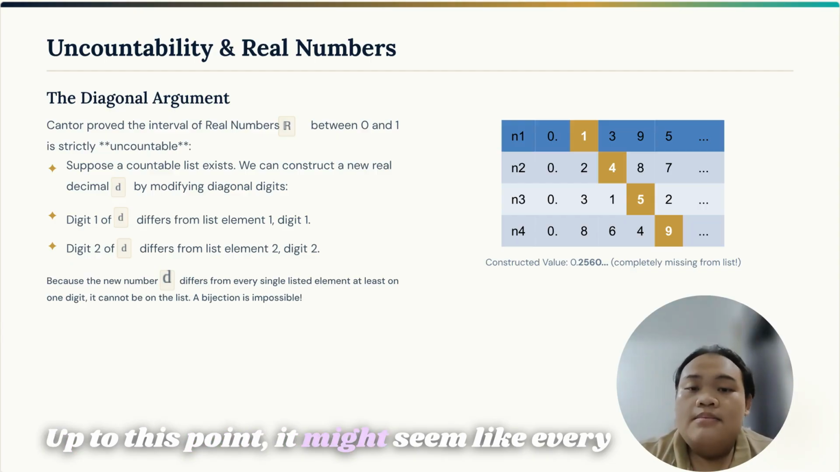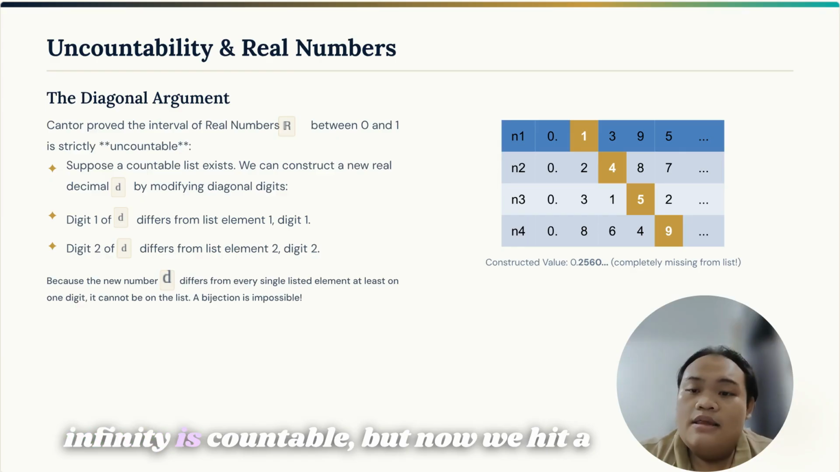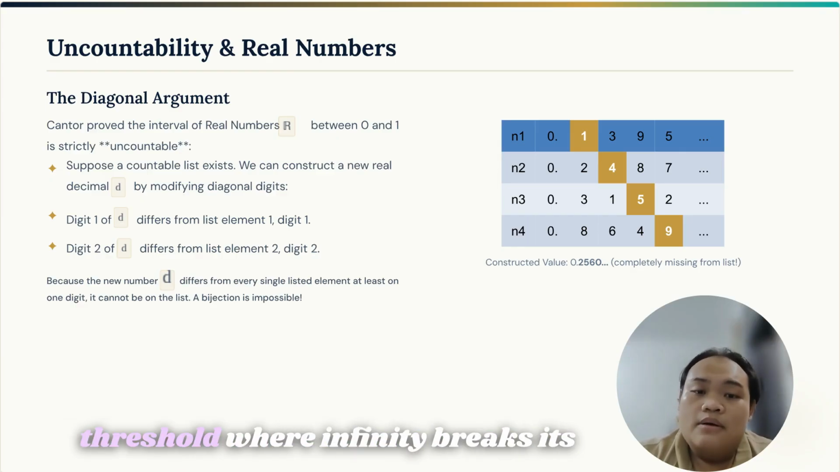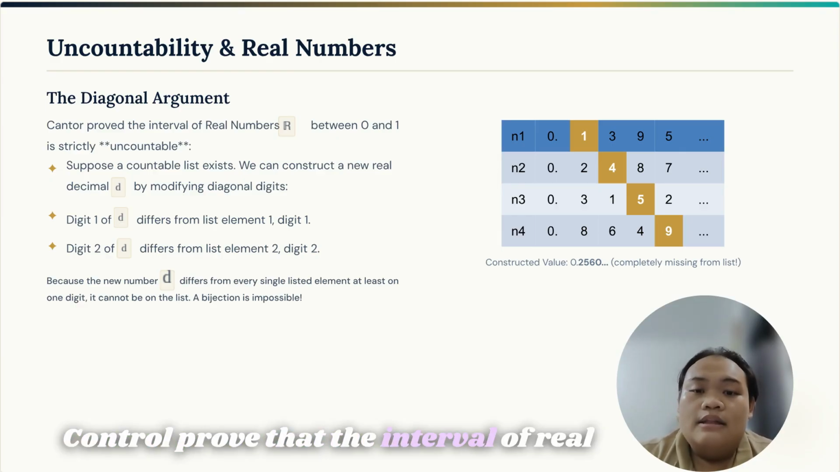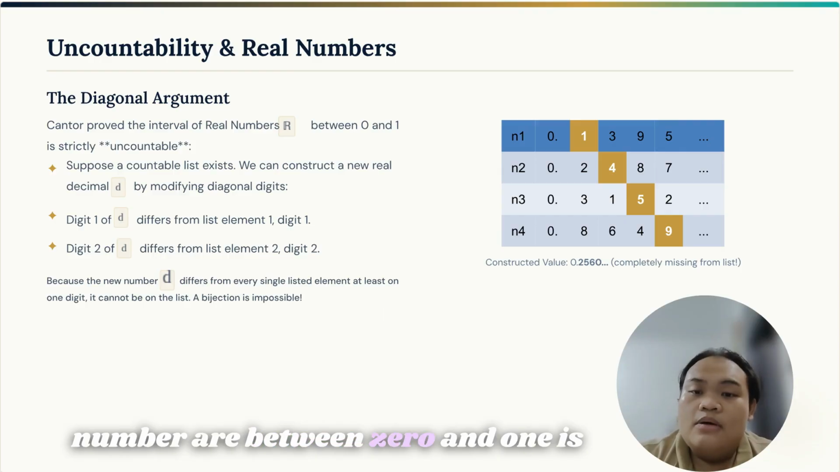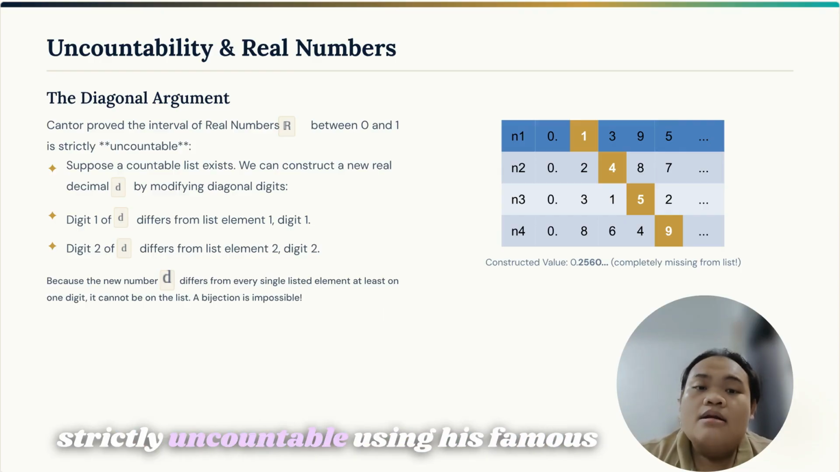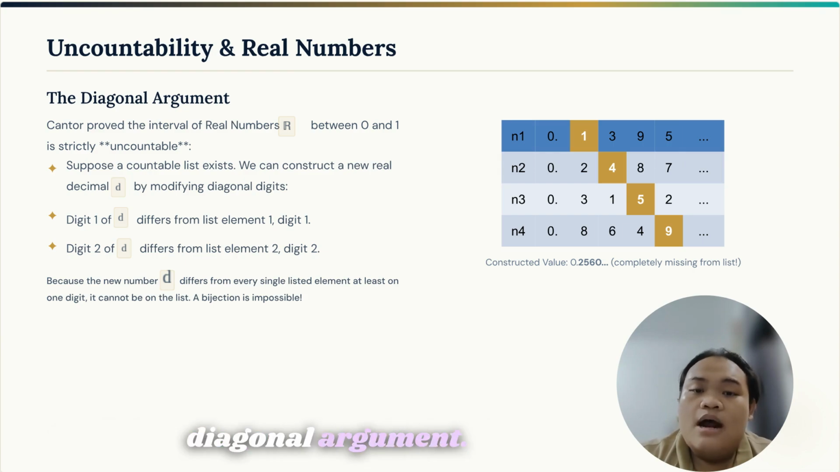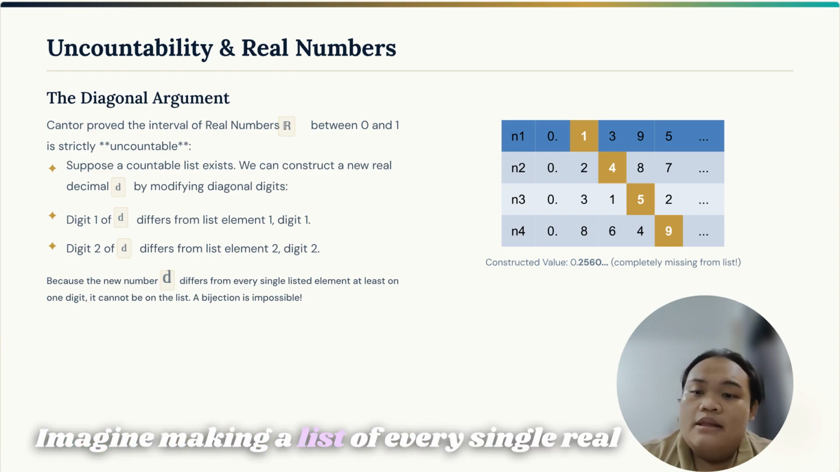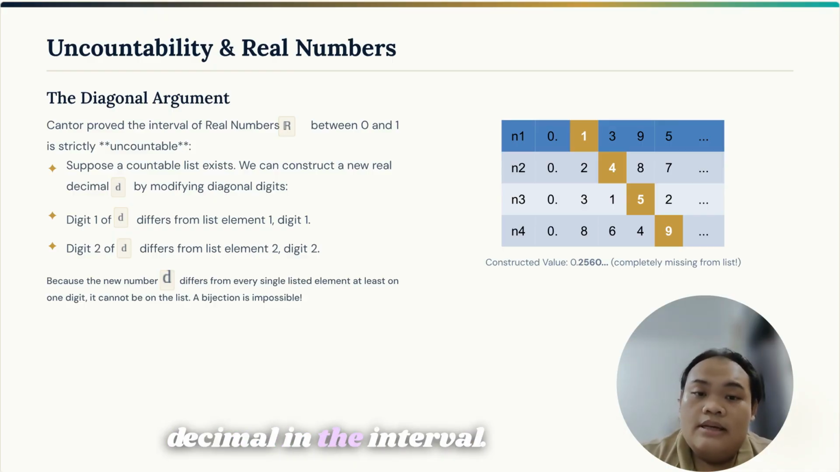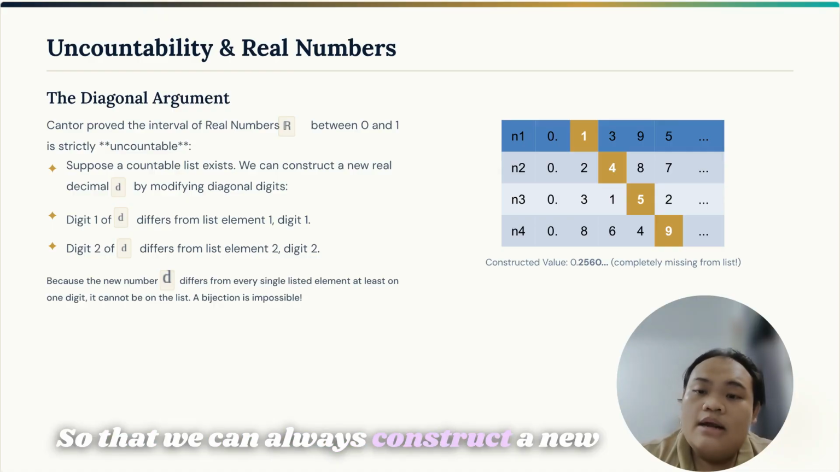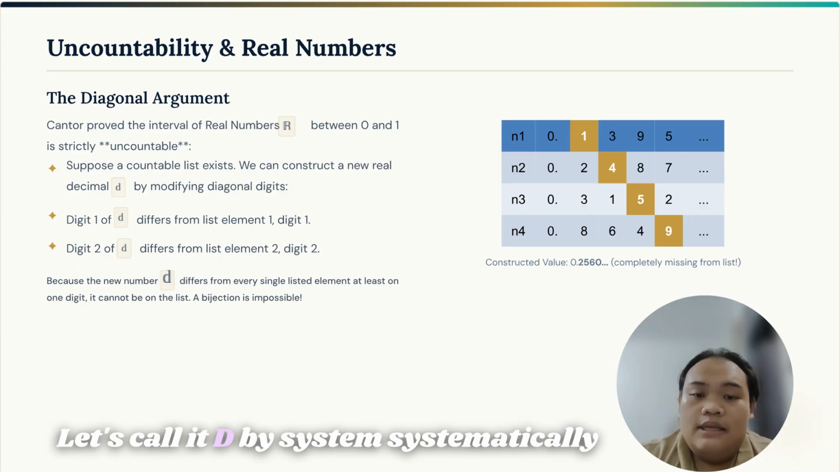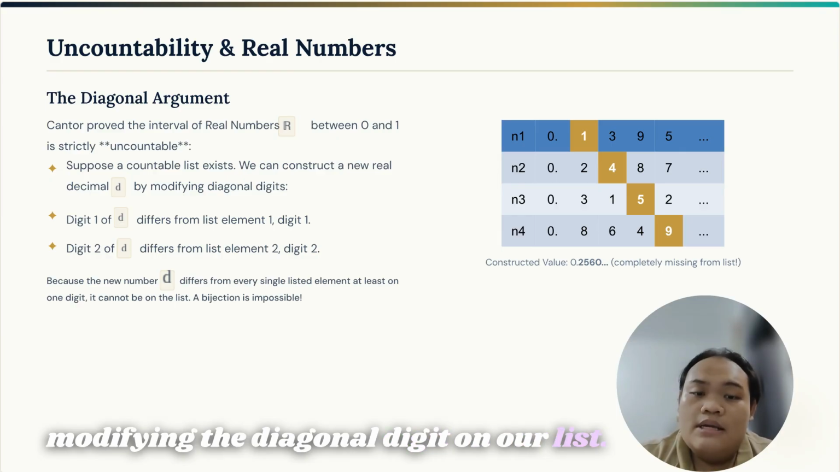Up to this point, it might seem like every infinity is countable, but now we hit a threshold where infinity breaks its boundaries. Cantor proved that the interval of real numbers R between 0 and 1 is strictly uncountable using his famous diagonal argument. Imagine making a list of every single real decimal in the interval. Cantor showed that we can always construct a new decimal, let's call it d, by systematically modifying the diagonal digit on our list.